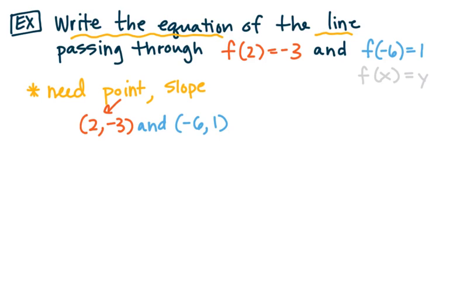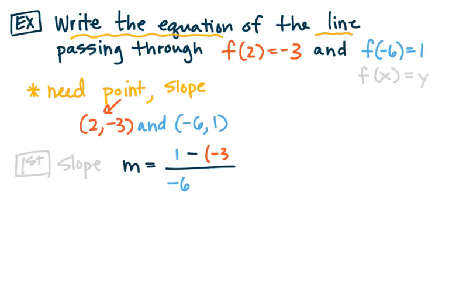So my first step here will be to find the slope, because you must have the slope to write the equation of the line. So my slope, I have m equals, let's say 1 and -6. So that's my y is 1. 1 minus my other y is -3. And then I have -6 minus 2. That gives me a 4 in the numerator and a -8 in the denominator. The slope I have here is -1/2.